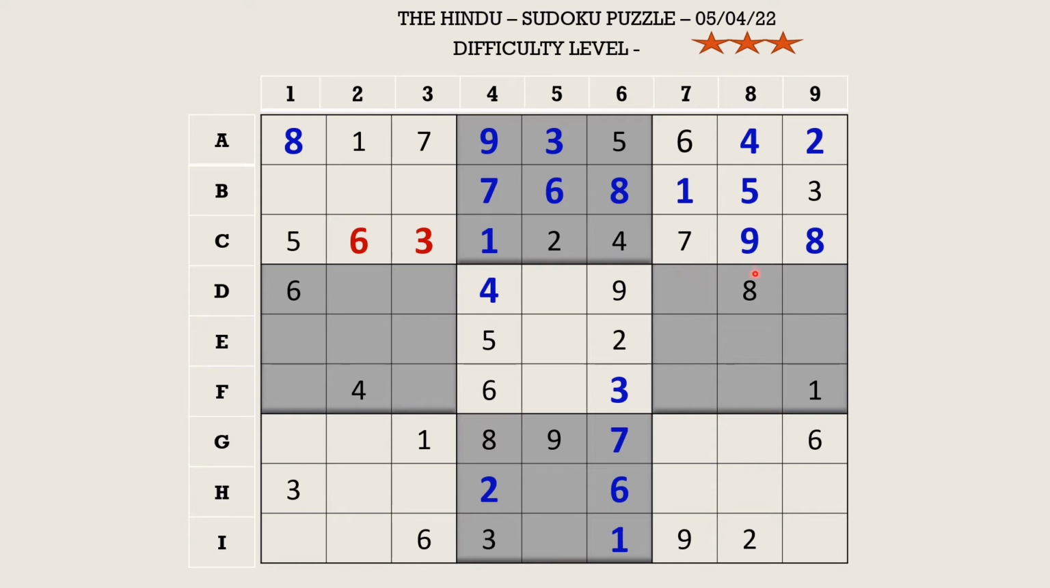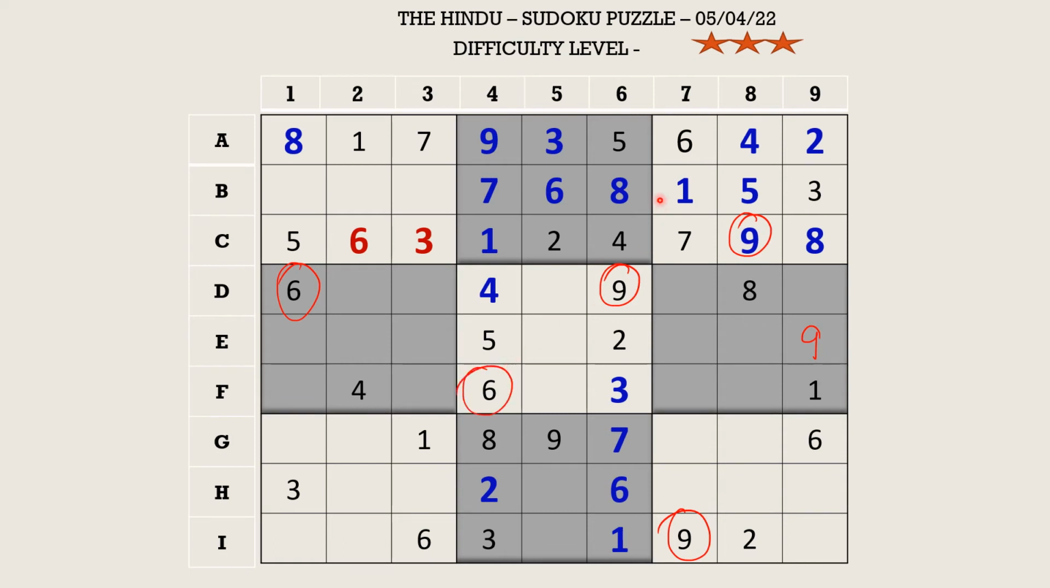Let's try to fill the 6th block. There is a 9 in D row. There is a 9 here in column 8 and column 7 which blocks these 2 columns and this cell. So E9 takes 9.